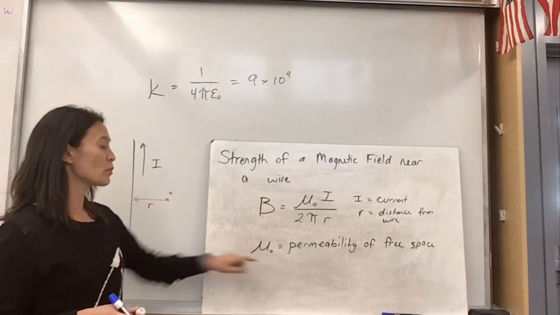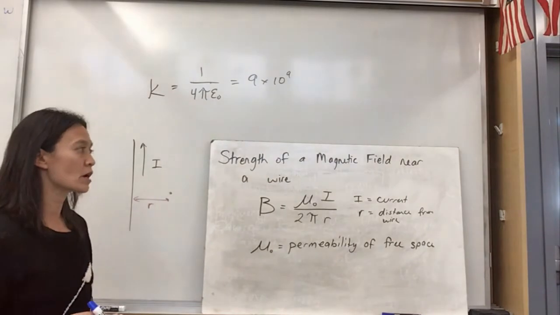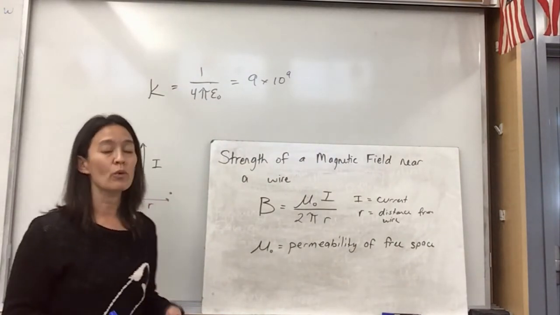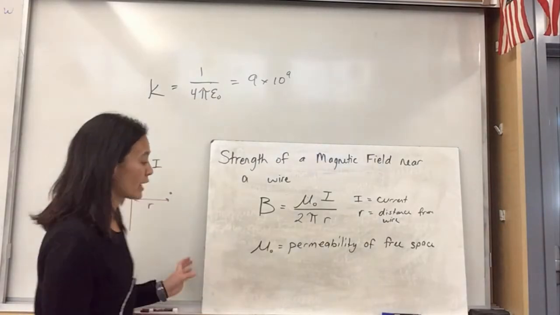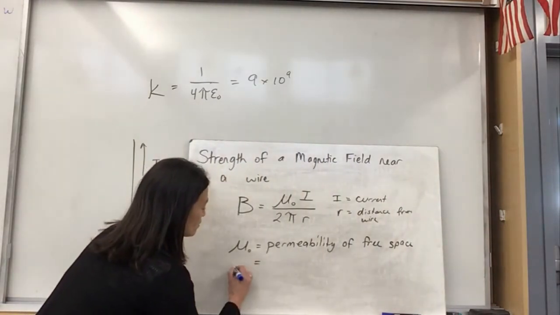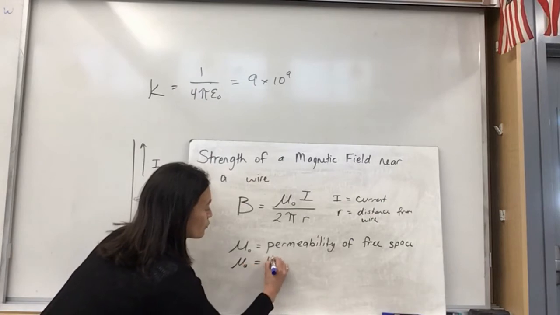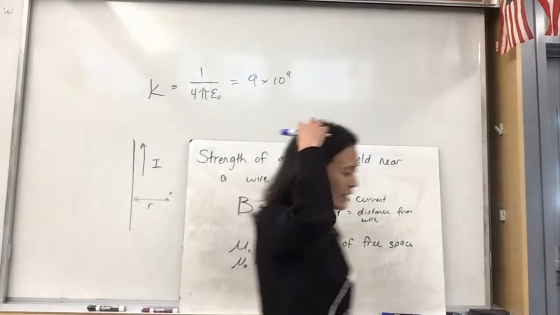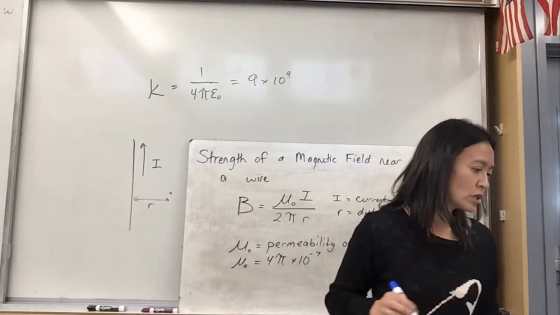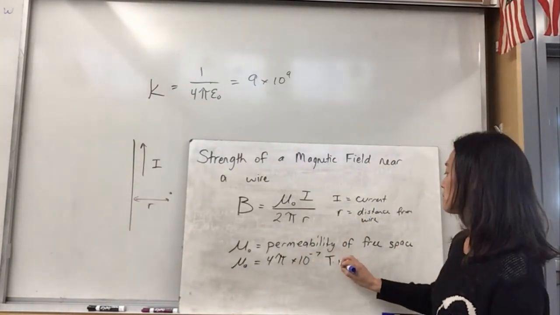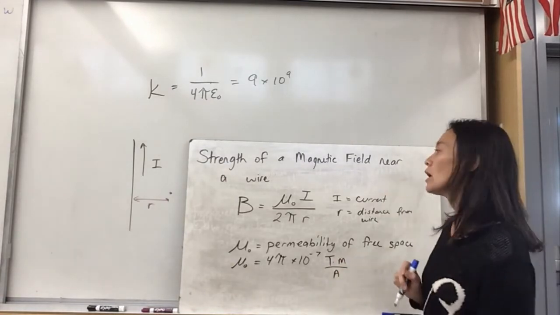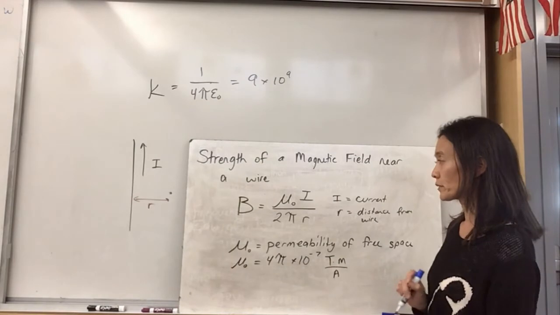This is going to come into play a little bit later on when we talk about electromagnetic waves. But for now, for the problems that we're going to look at, we're just going to use mu naught, free space or air. And this has a value. Mu naught is 4 pi times 10 to the negative 7. It's got some funny units: Tesla meters over amps is the unit for mu naught.